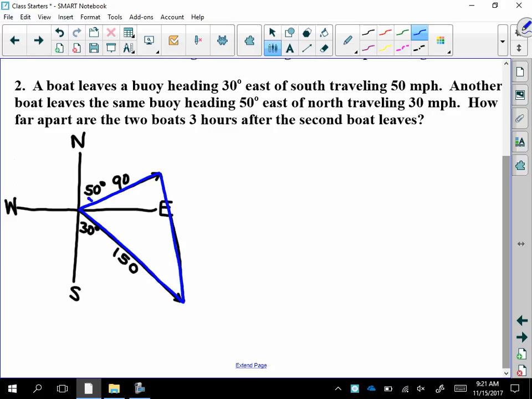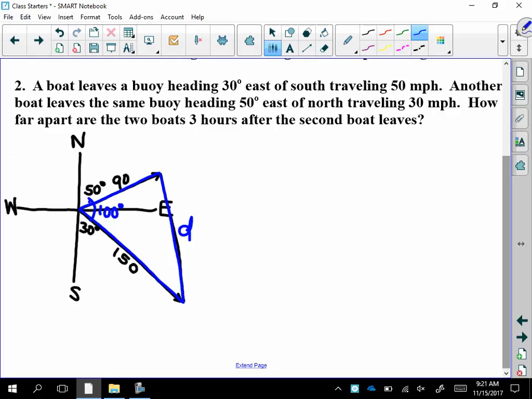And we're going to be able to find this angle because that straight line segment there would be 180 degrees. And we know part of it's 50, another part of it's 30, then what's remaining? 100 degrees. And we're trying to find this distance between the two boats. So law of sines or law of cosines?